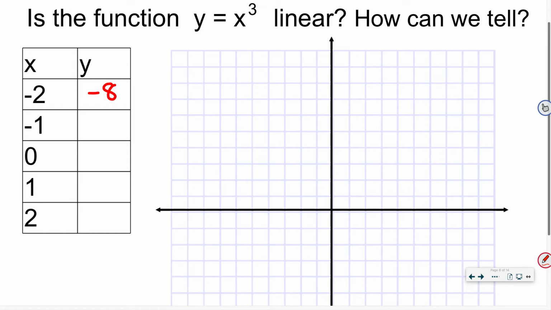Negative 1. Which ones do we have? We got a 1. If x is -1, what did we come up with? Negative. Y is -1, good. What about x is 0? 0. X is 1. Y, x is 2. Alright, so we have this, this, this, this.